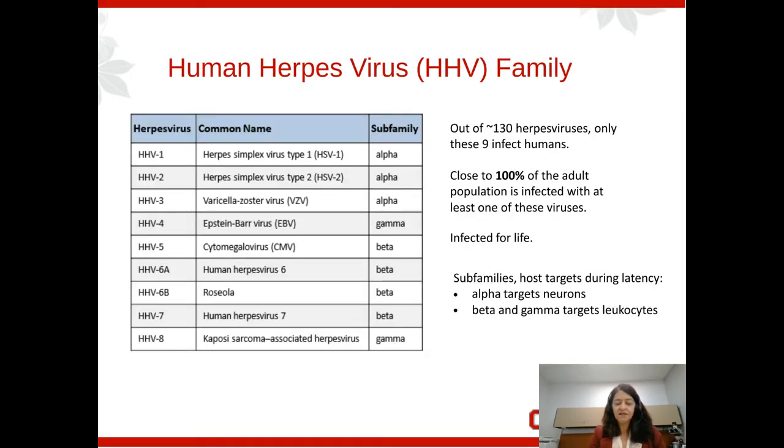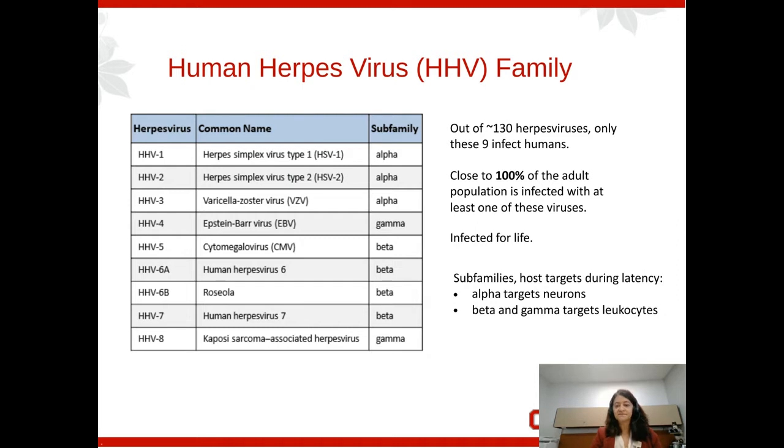So these are the 9 herpes viruses that infect humans, and they're listed here from 1 through 8, and there are 2 HHV6 viruses. And as you can see, close to 100% of adult populations are infected with at least one of these viruses. So you can see how ubiquitous these viruses are. And once infected, one is infected for life.